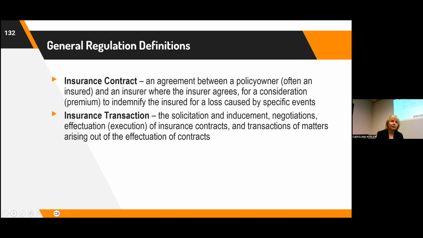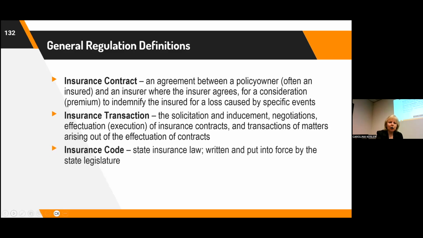If you say, hey, could you help me out with an hour of your time? Most people are going to say yes, right? Make it simple, but don't get yourself in trouble, right? So that's an insurance transaction. Insurance code, the state insurance law written and put into force by the state legislature. So not by the commissioner, the legislature, a body of people, right?